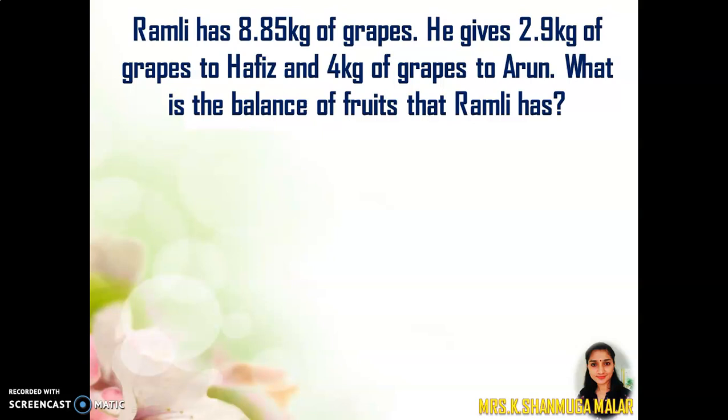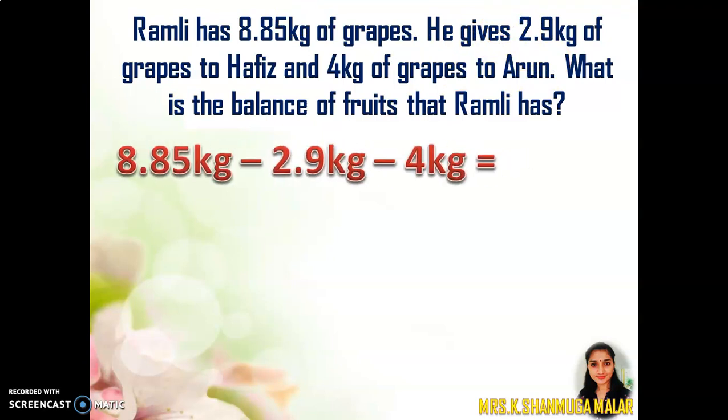Before we solve any problem-solving question, we must always write the number sentence. So for this number sentence, we use subtraction. Why are we using subtraction, students? Because gives is the keyword for subtraction. Number sentence is 8.85 kilogram minus 2.9 kilogram minus 4 kilogram.